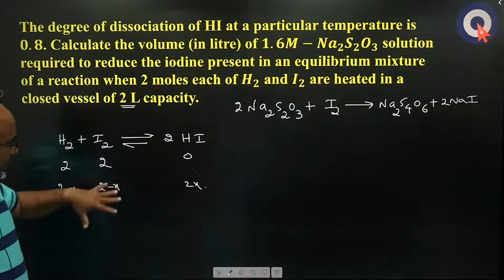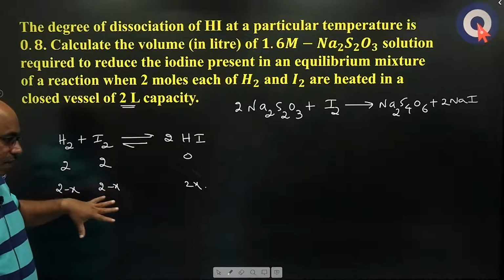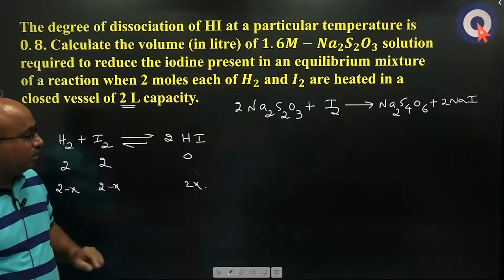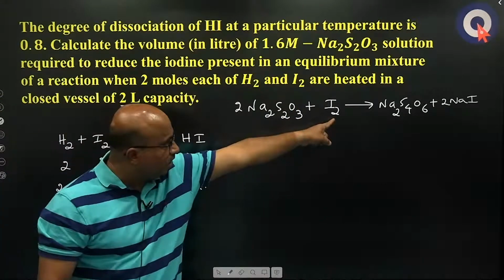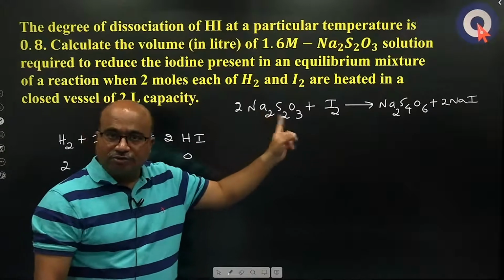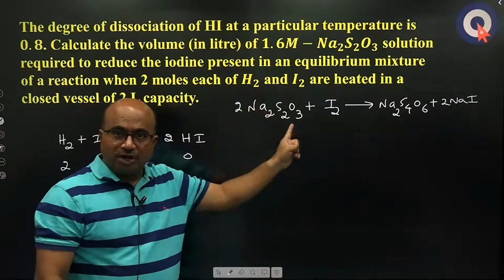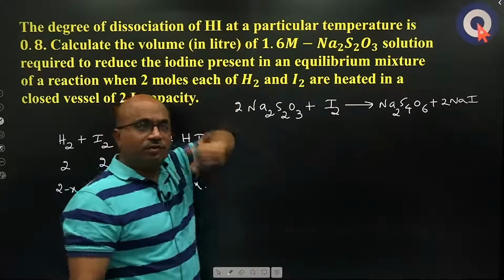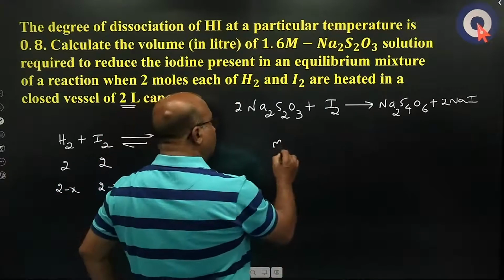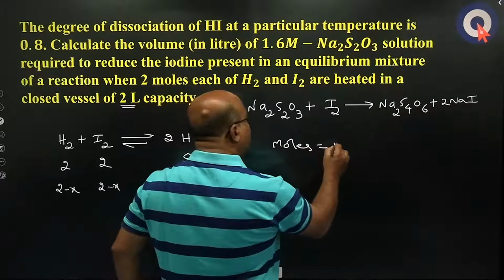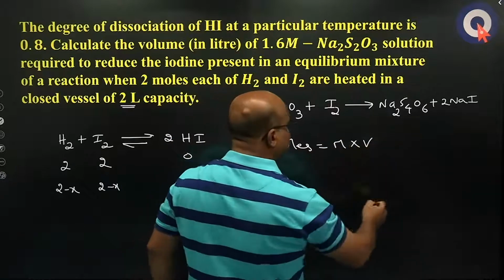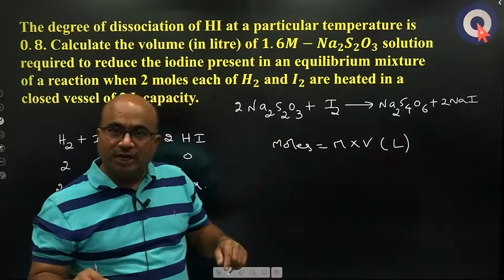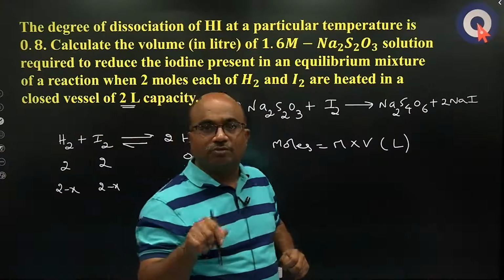So if I can get the x value, then I can say the number of moles of iodine. So how many moles of iodine might be reacting? Then I can calculate the number of moles of sodium thiosulfate. Then from that number of moles, we can calculate the volume, because the number of moles is always nothing but molarity times volume in liters. So when volume is taken in liters, if you multiply the molarity and volume, it gives the number of moles.